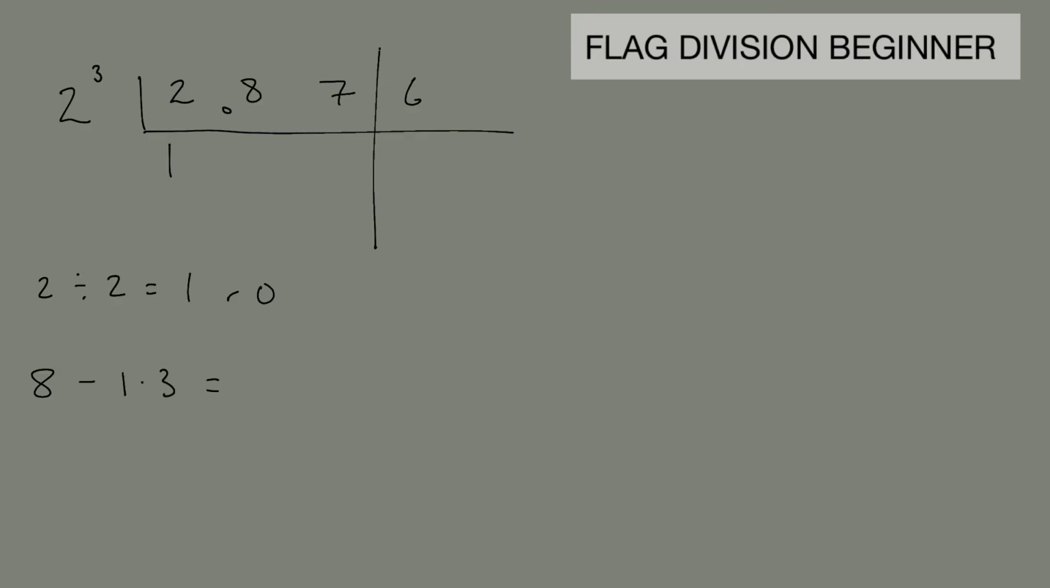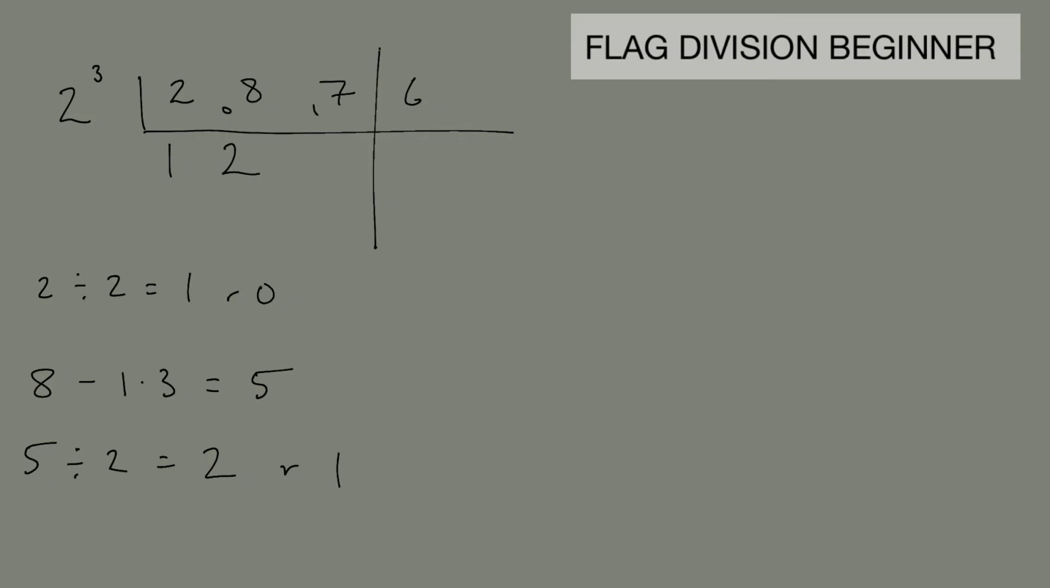Okay, 8 minus 3 equals 5. Now we take this number that we just came up with. Remember, we did 8 minus 1 times 3. That gives us 5. Now we take 5 divided by 2. It gives us 2 with 1 left over. 2, remainder 1.